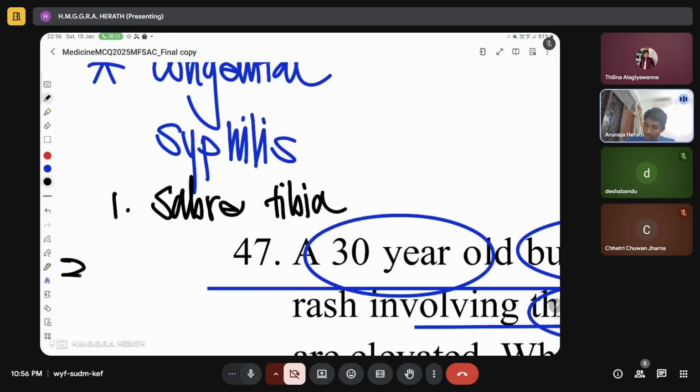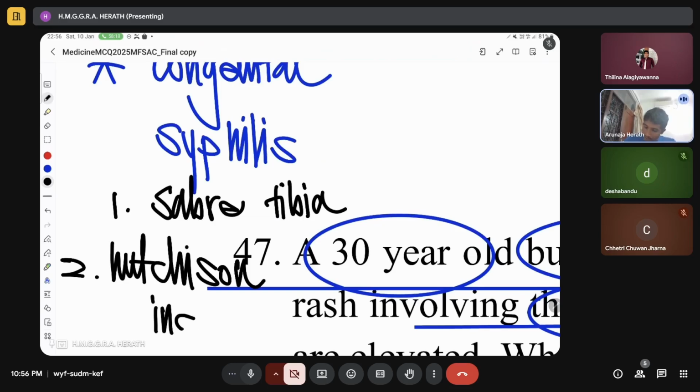And then they also get this thing called Hutchinson's incisors.